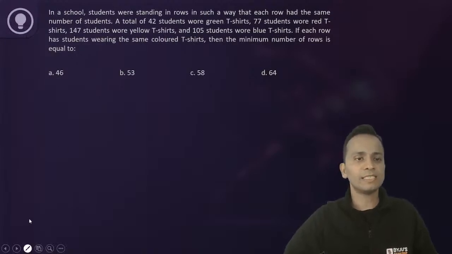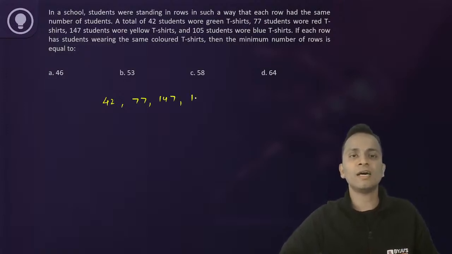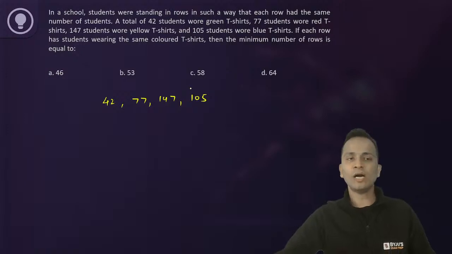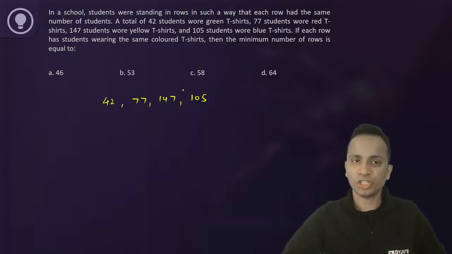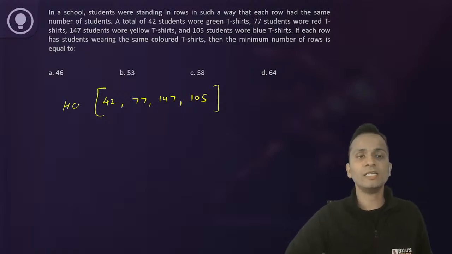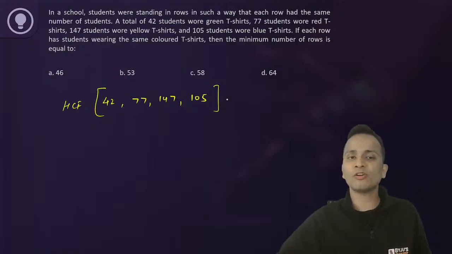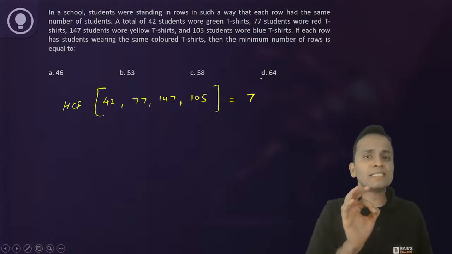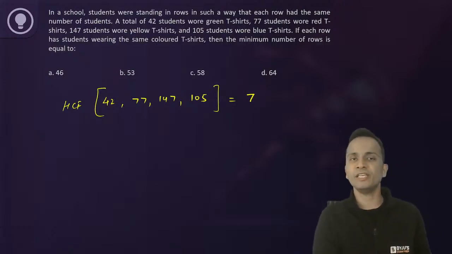42, 77, 147, and 105. Now, every row has the students wearing the same colored t-shirt. Okay? So, every row will have how many students if every row has equal students. So I'll calculate the highest common factor of these four numbers. So highest common factor of these four numbers is 7. So that means there will be 7 students in every row.